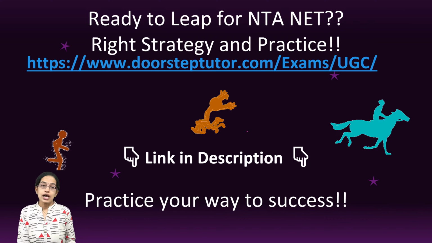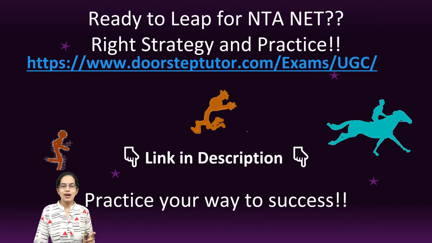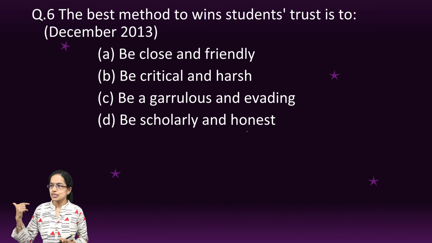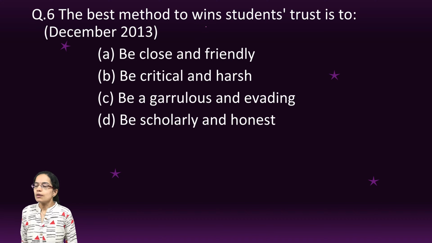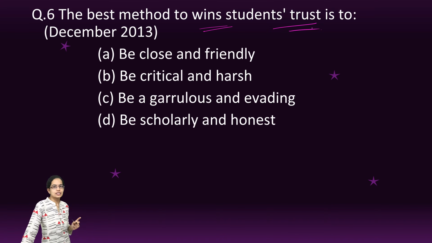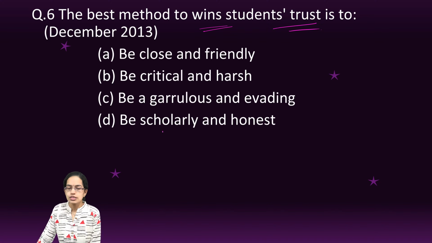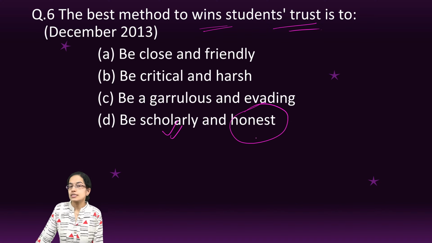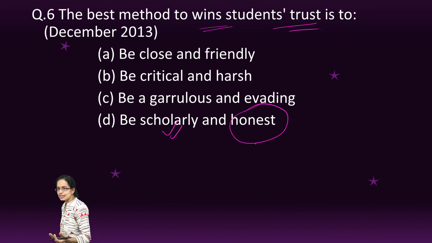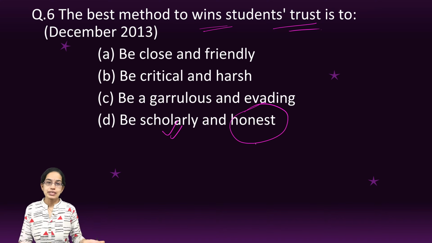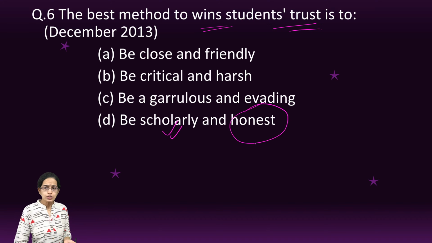Okay, so those are the kinds of questions that are usually part of your teaching aptitude section. Now the next question here is, the best method to win a student's trust is. A student's trust can be won when you are scholarly, you know your subject very well, but at the same time you are honest. How do we understand that? As I gave you the example previously, let's take the same example again. So what's happening?